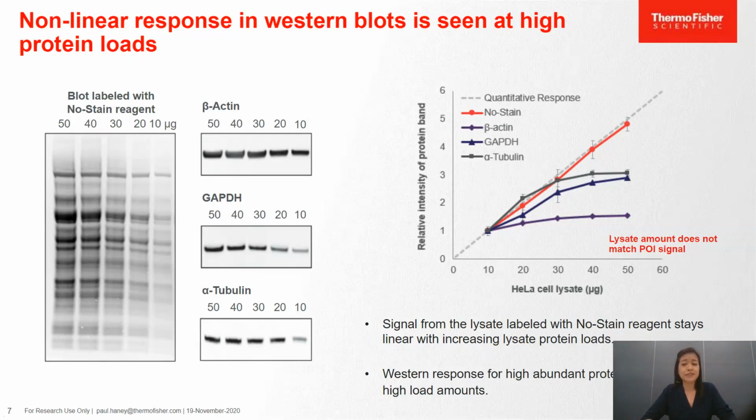Let's see what happens with the signal intensity when too much protein is loaded. In the figure on the right, the dotted line represents the ideal situation where the relative intensity of a protein band shows a linear response with increasing protein load. And you can see this nice linear increase in red when we stain for total protein using Thermo Fisher Scientific's no-stain reagent. However, when we look at some of the commonly used housekeeping proteins like actin, GAPDH, and tubulin, you can see that the signal starts to lose its linearity at the higher load amount.